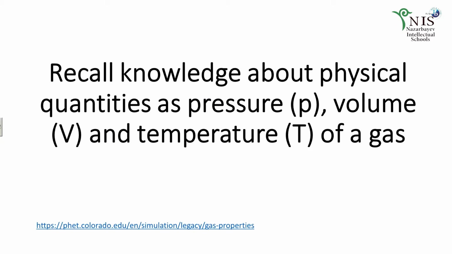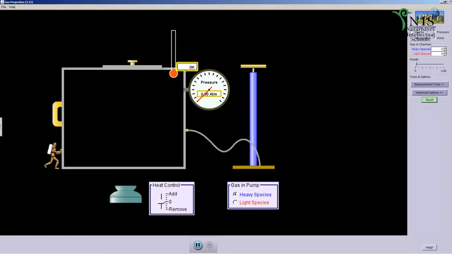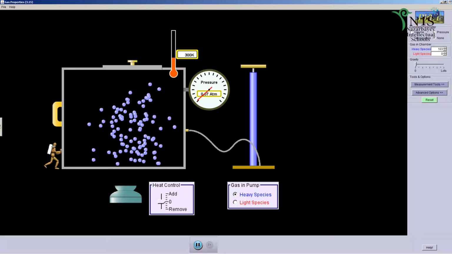Before we start to talk about gas laws, let's recall knowledge about ideal gas, its properties and physical quantities such as pressure, volume and temperature of a gas. So, in this simulation, we can observe the behavior of gas molecules in a container, inserting gas molecules with the help of a pump.